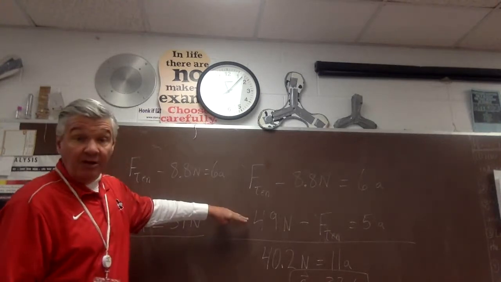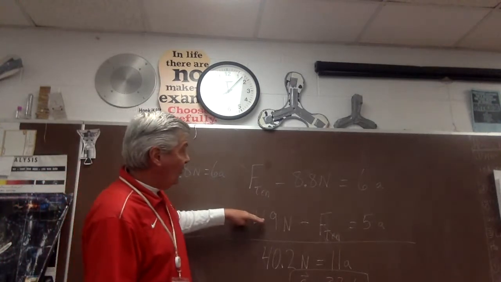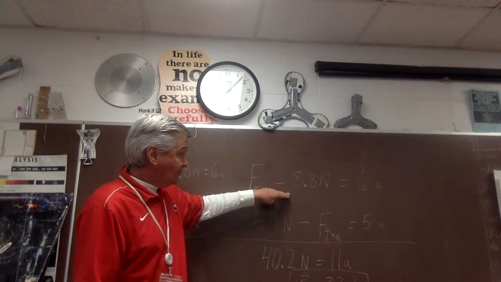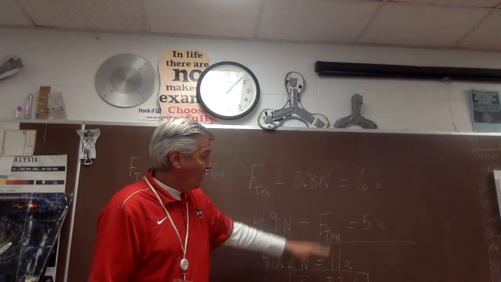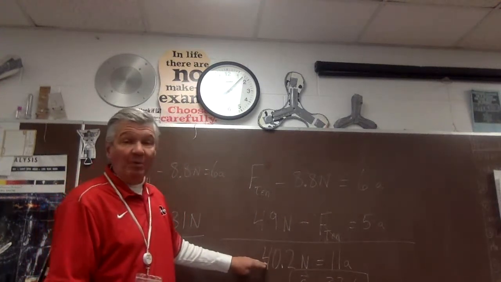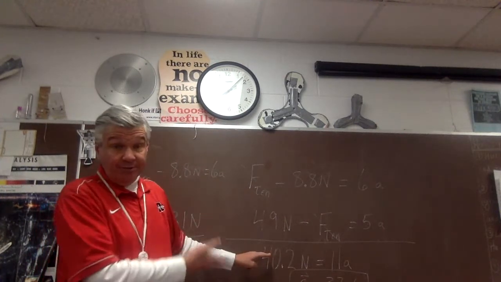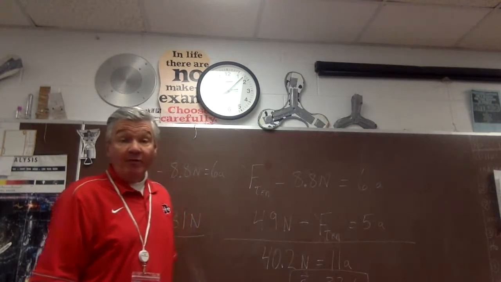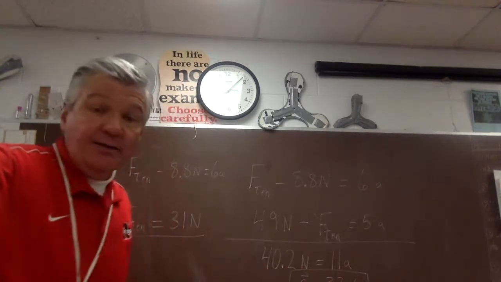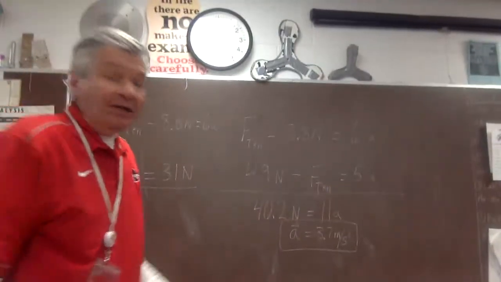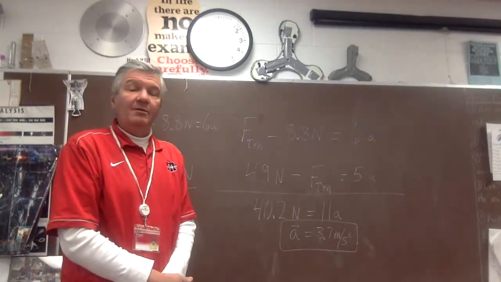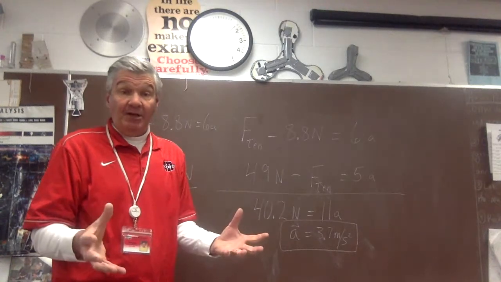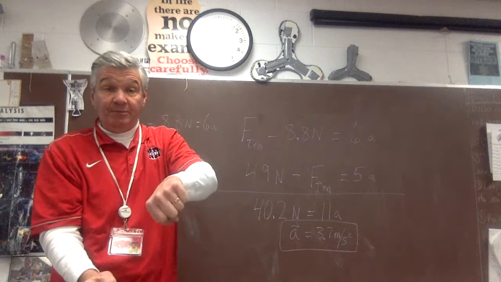So what we end up with then is 49 newtons. We have a negative 8.8 newtons, and that's going to equal 11A. So we end up with 40.2 newtons, just doing some subtraction, equals 11A. Solving for that, the acceleration is going to be 3.7 meters per second squared. Now, that's my acceleration of the whole system.